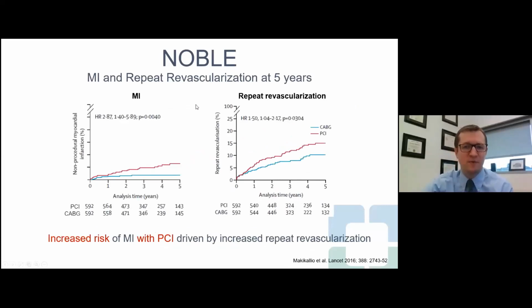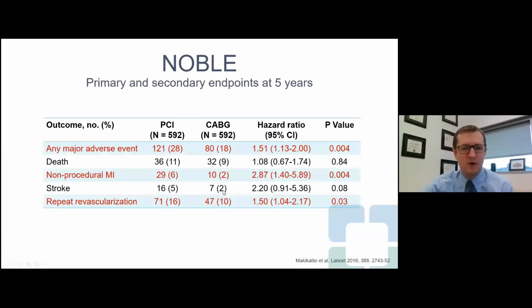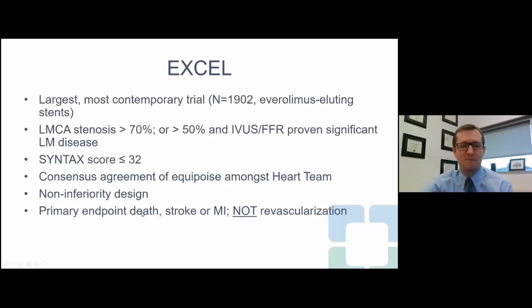But again, this was driven mostly by repeat revascularization, which drove this MI component, which is again more of a periprocedural definition than anything. So those are the main takeaway messages from NOBLE. Again, any adverse event was increased with PCI, but this was due to repeat revasc and a slight trend towards non-procedural MI, but that was a different definition that was used compared to EXCEL.